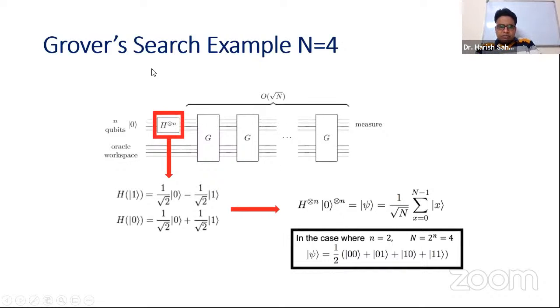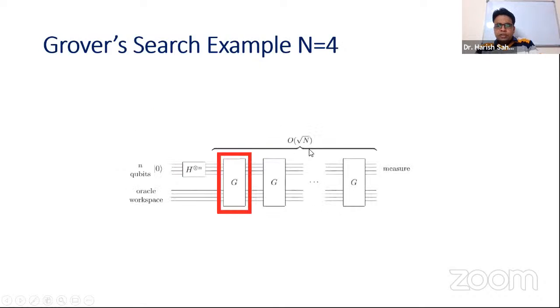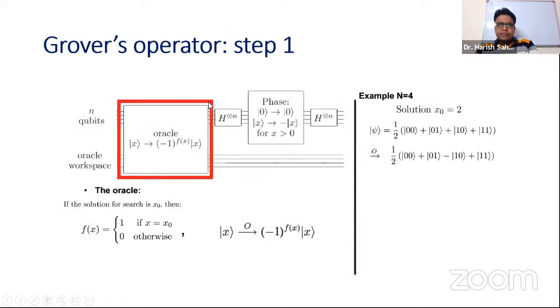So this is the first step which we have seen. But at this stage, if you measure, you can get any answer. You cannot make out any meaningful information by measuring here, because all are equally likely. So you cannot decide which one is correct. For that, we apply this Grover operator. Next is this Grover operator, and how we implement it, we'll see here.